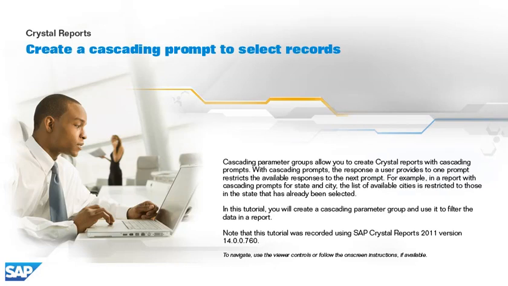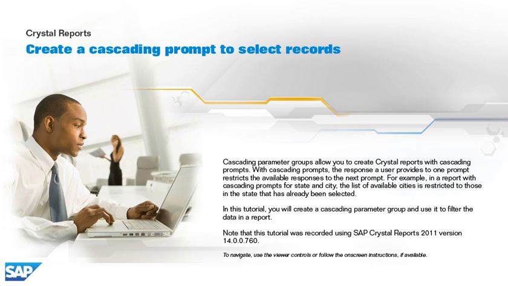Cascading parameter groups allow you to create Crystal Reports with cascading prompts. With cascading prompts, the response a user provides to one prompt restricts the available responses to the next prompt. For example, in a report with cascading prompts for state and city, the list of available cities is restricted to those in the state that has already been selected.